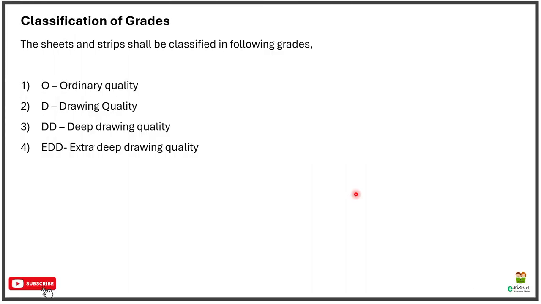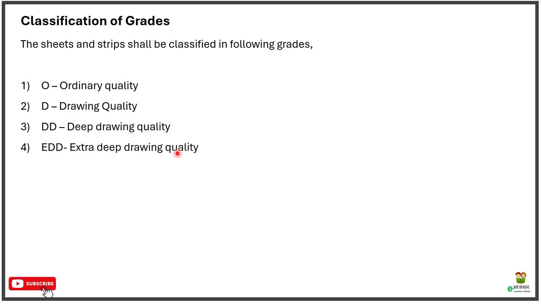Today in this video we'll discuss cold roll low carbon steel sheets and strips, their specification and various properties. Friends, basically these cold roll sheets are classified into different grades. There are four different grades into which it has been classified. The first grade is O for ordinary quality. Then second is D for drawing quality. Third one is DD for deep drawing quality. And fourth is EDD, that is extra deep drawing quality.